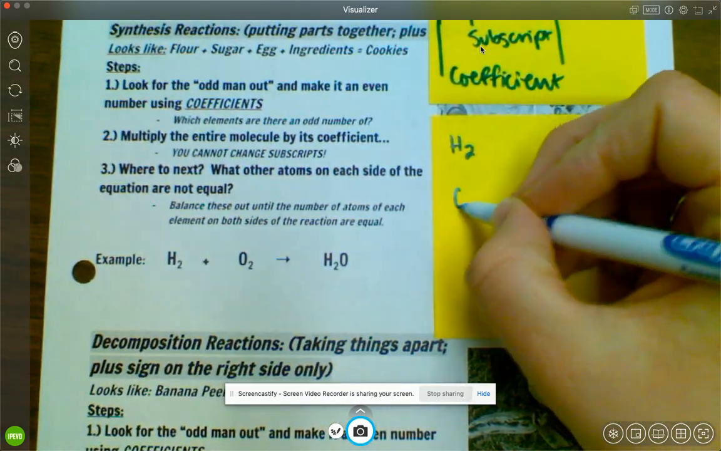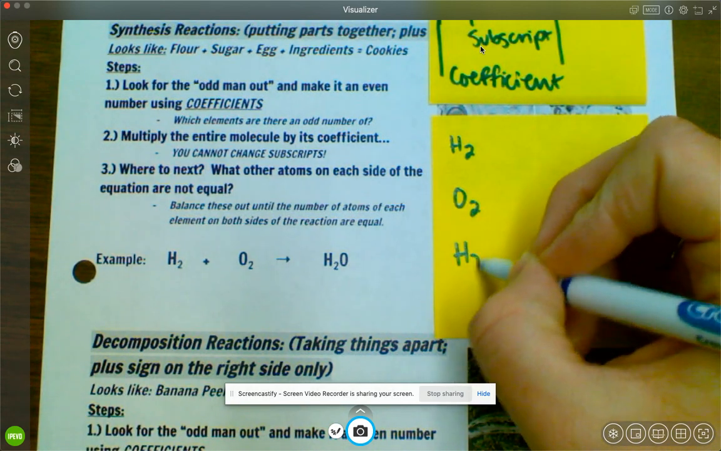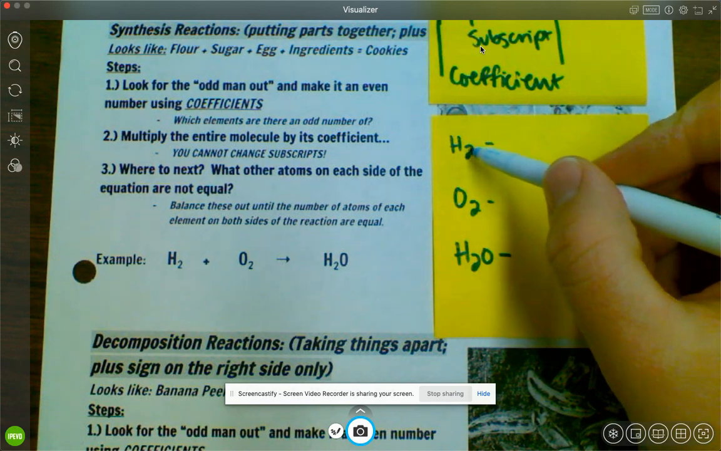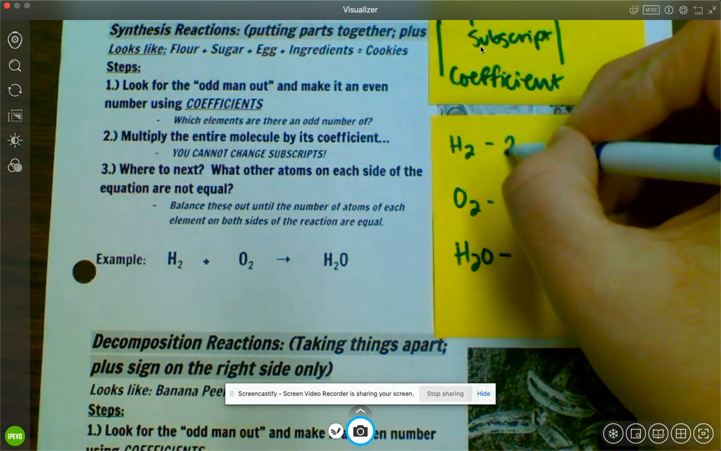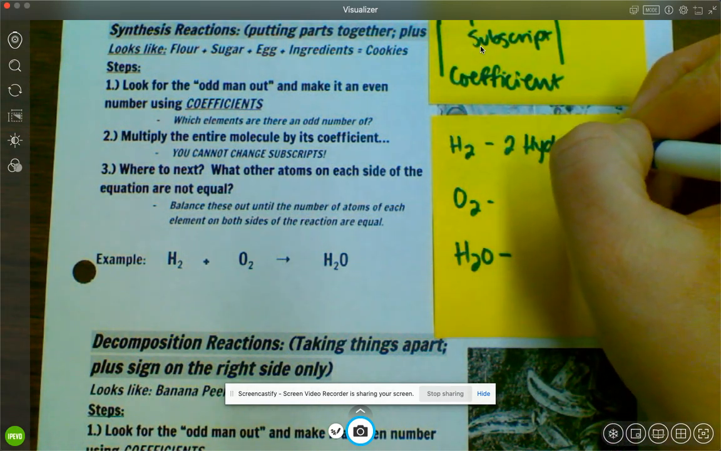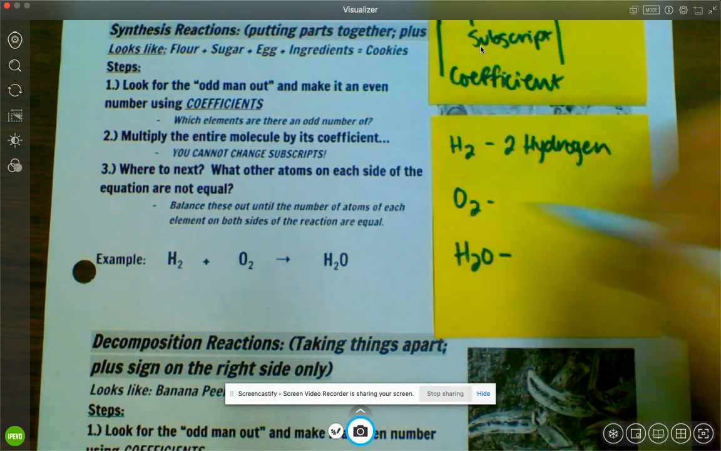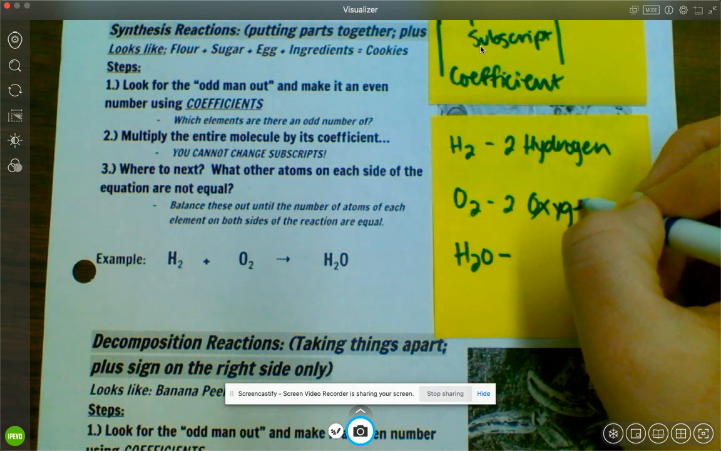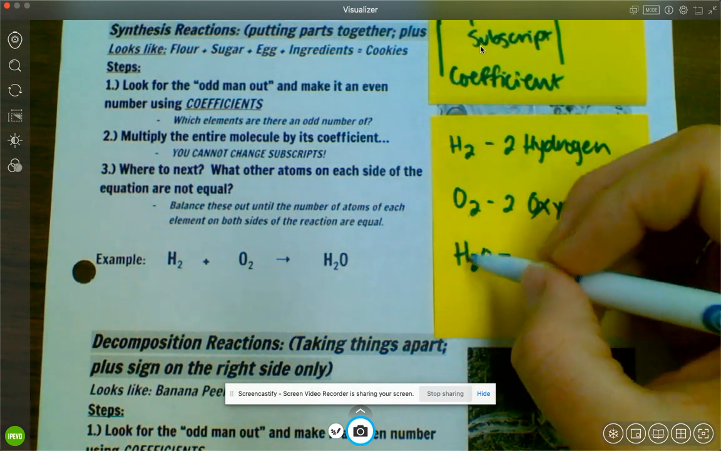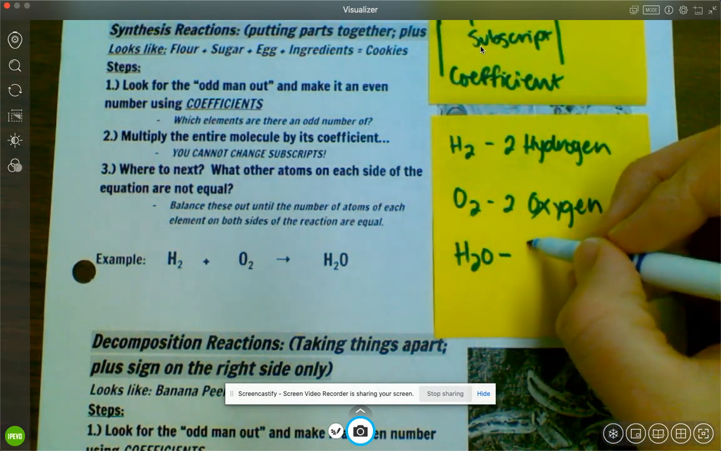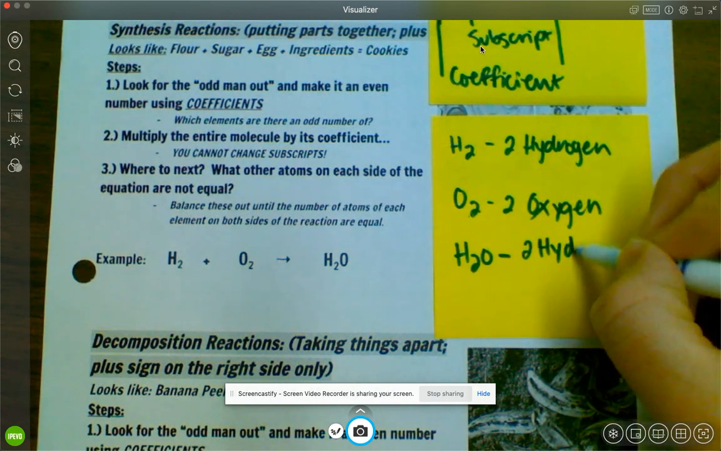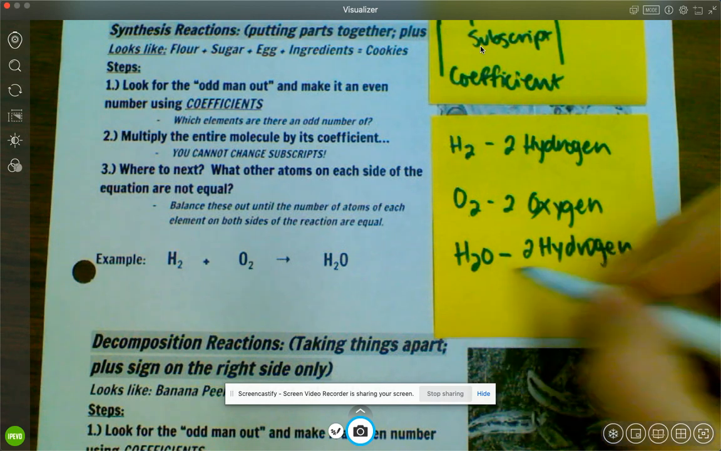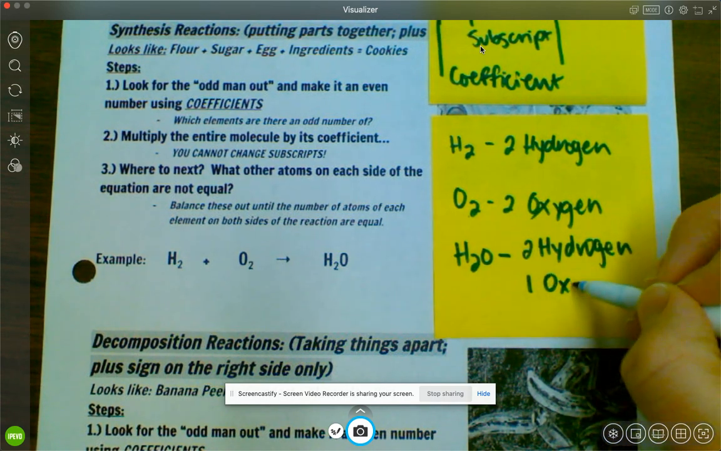So we have H2, we have O2, and we have H2O. So if we're going to count our atoms, this subscript tells me I have 2 hydrogen atoms. My subscript of 2 tells me I have 2 oxygen atoms. And then this is telling me I've got a subscript of 2 next to my hydrogen, so I have 2 hydrogen. And there's not a number next to the O, so it's 1 oxygen.